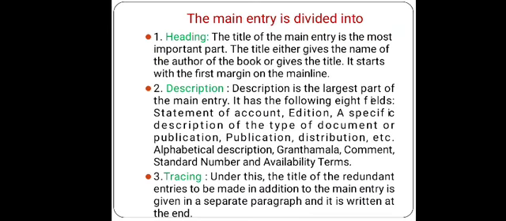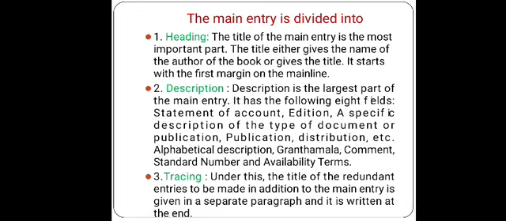The main entry is divided into heading, description, and tracing. The heading of the main entry is the most important part. The heading either gives the name of the author of the book or gives the title. It starts at the first margin on the main line.